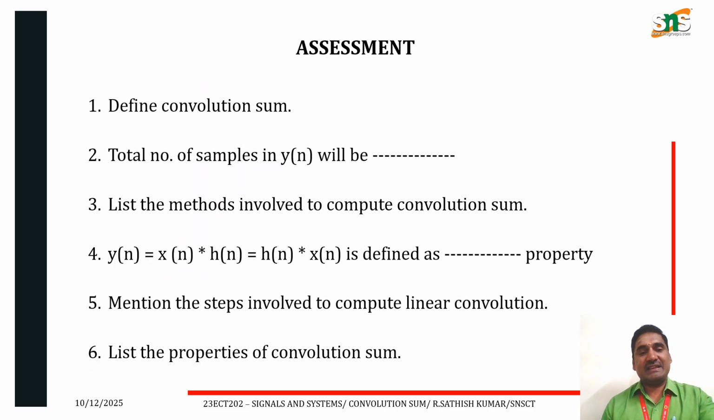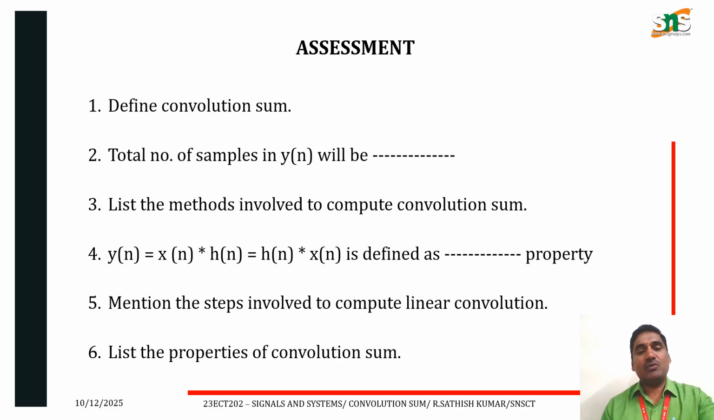Next one, we can see the assessment. Define convolution sum. Convolution sum can be defined as y of n is equal to summation k is equal to minus infinite to plus infinite x of k into h of n minus k. How to calculate the total number of samples in y of n? M plus n minus 1.